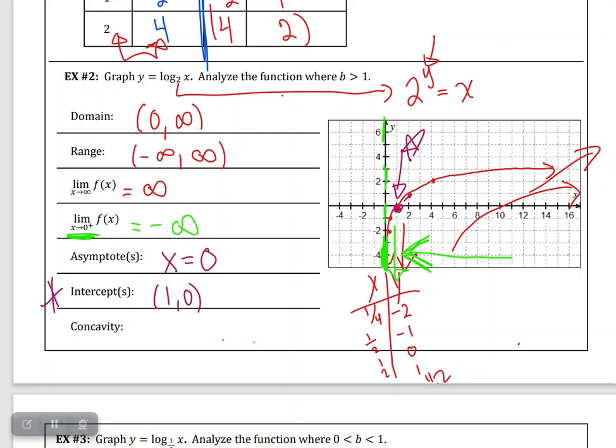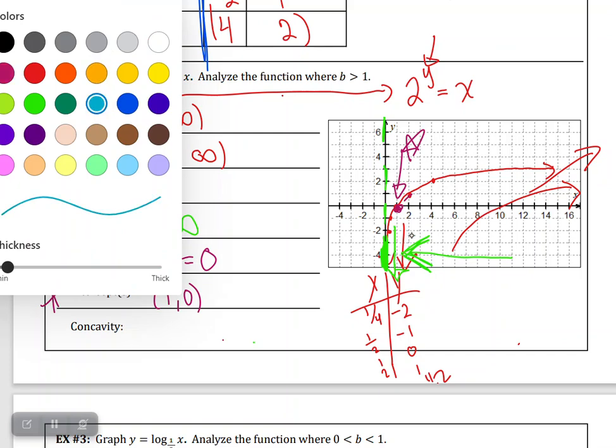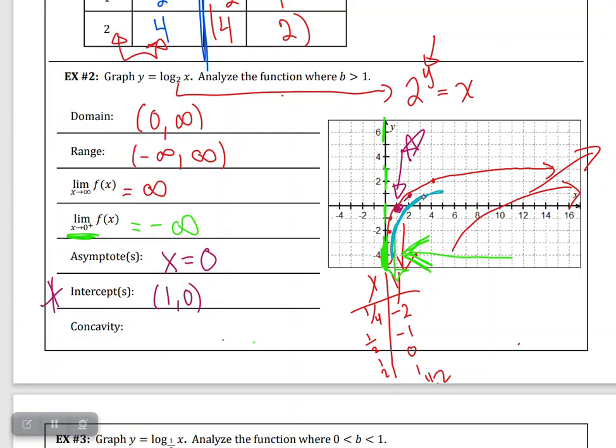And if we look at the concavity of how this is approaching, you can see it has that start of that frown. So it's that upside down frown, so it's concave down.